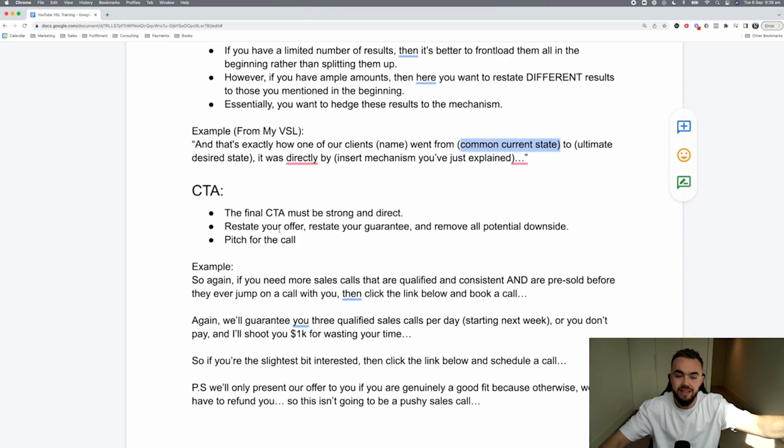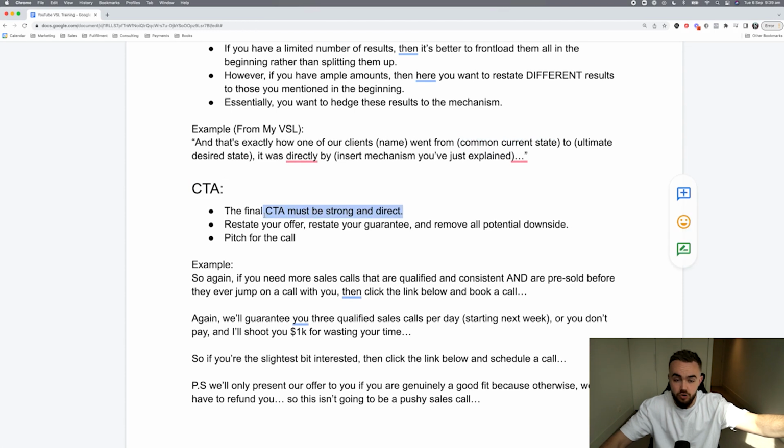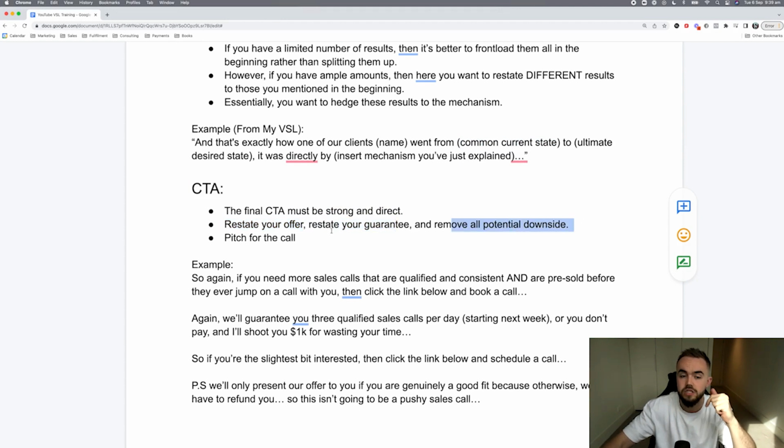Cool. So that's the results. And then finally, we have the final CTA. This must be strong and direct because it's your last CTA. You basically want to restate your offer, restate your guarantee, remove all the potential downside, and pitch for the call.